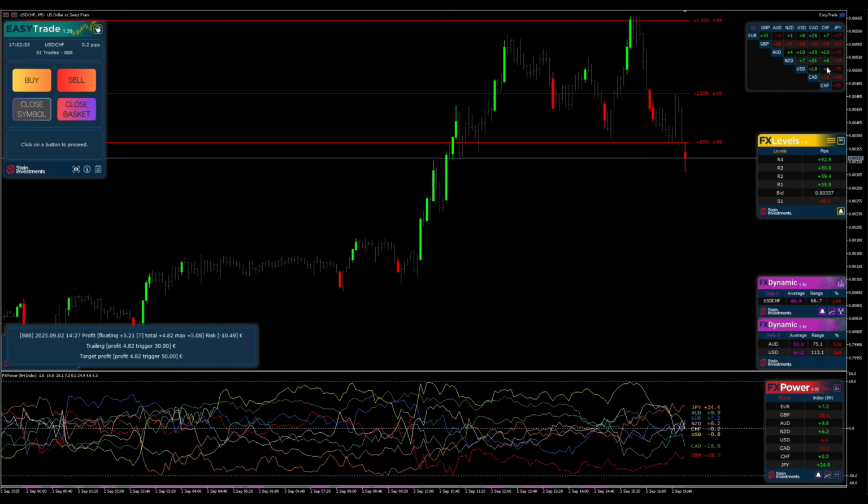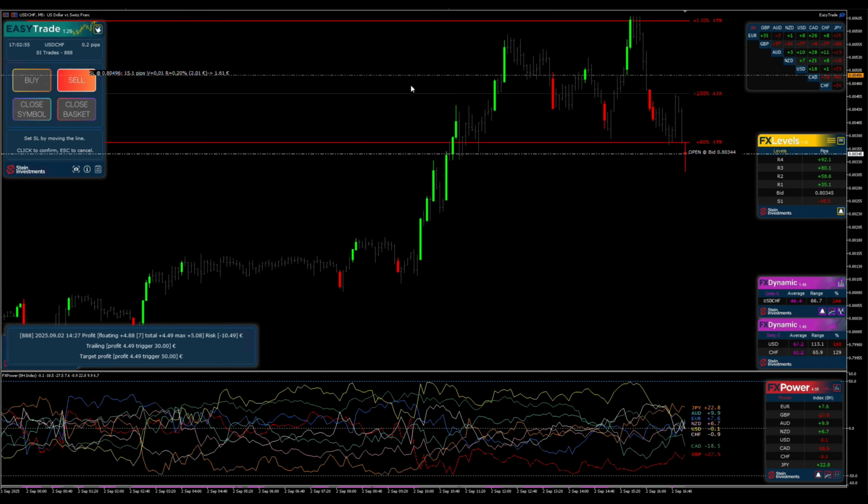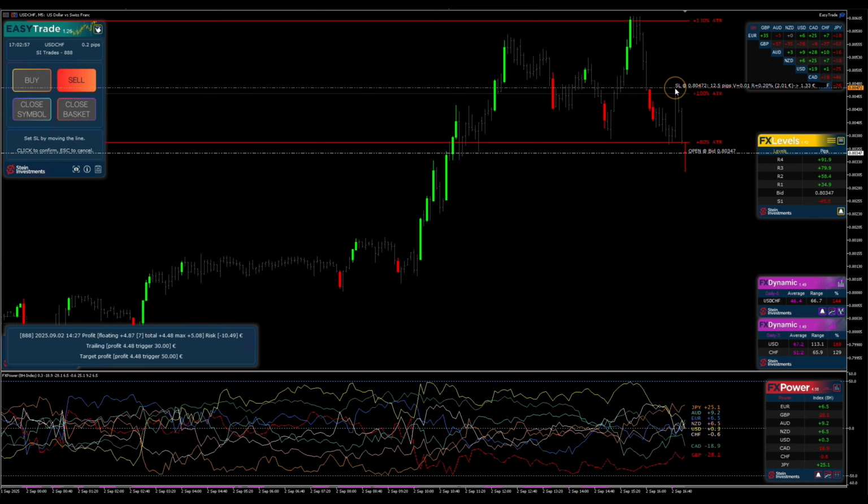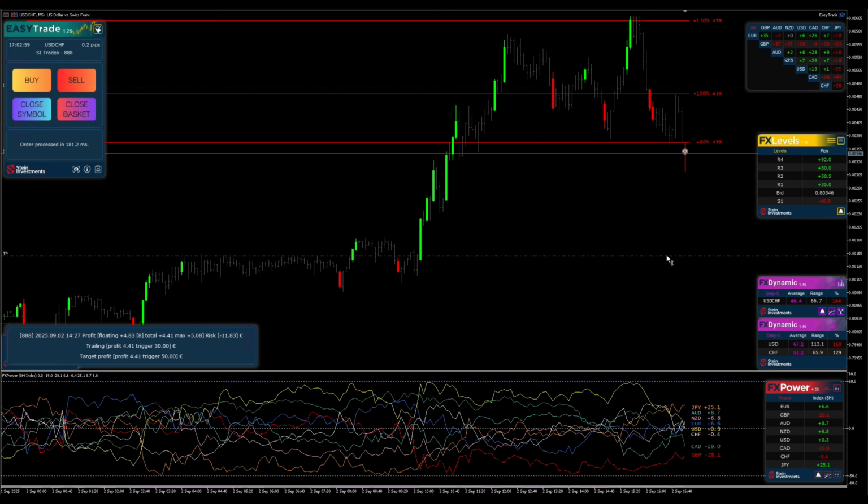I just forgot US dollar, Swiss franc, also very promising with a new break to the downside, so I will take this one as well. And then I'm pretty much done. As I said, British pound is not ideal.